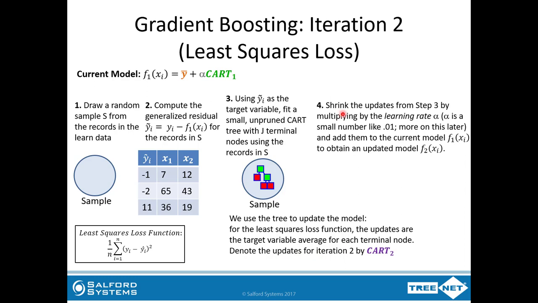So we're going to denote these updates for iteration 2 by cart2. And then we'll do the same thing we did before. So we'll shrink them by alpha, which is our learning rate, and we'll add them to our current model, which is now F1. Our current model is here. So our updated model is now going to be called F2, and it's just going to be F1 plus the alpha times the cart2. Now, of course, we know the formula for F1, which is given here, so we'll plug in, and this is our updated model after iteration 2.